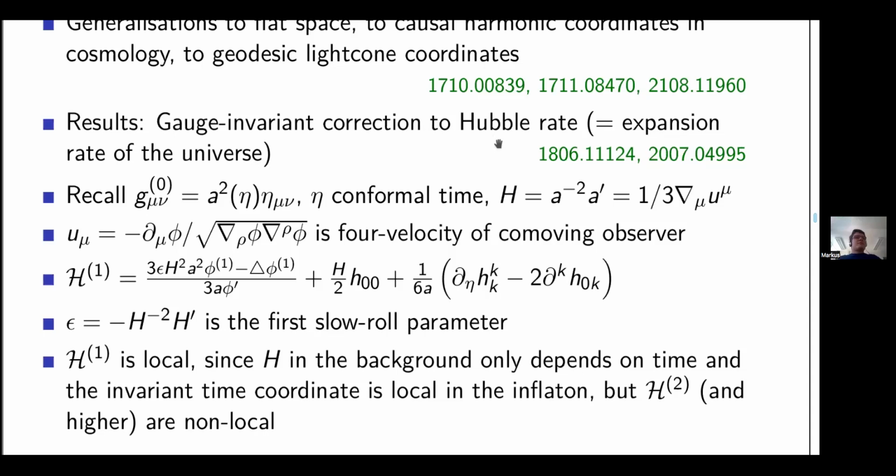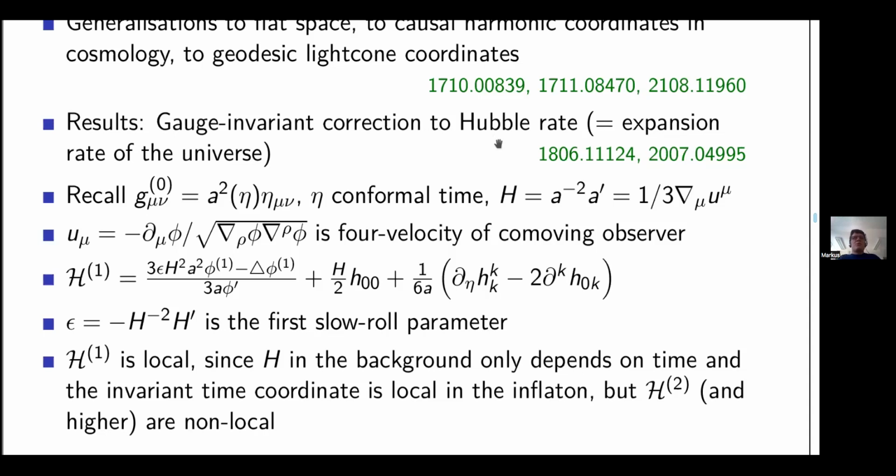And of course, if you're on a background spacetime, it has a fixed value, let's say, in de Sitter, for example, or slowly time-dependent value. But there are quantum corrections to that coming from quantum gravity. And now with these invariant observables, one can actually compute them and be sure that the results that one gets do not depend on an arbitrary gauge.